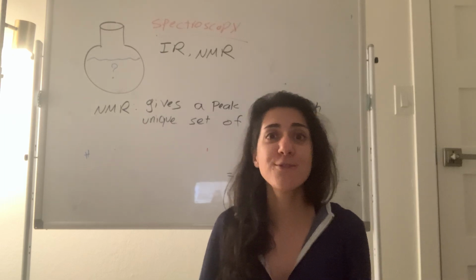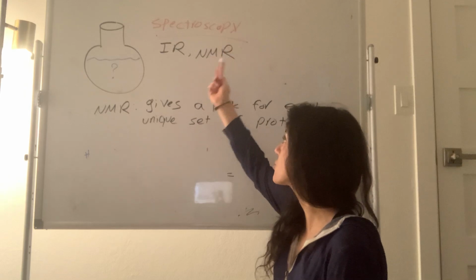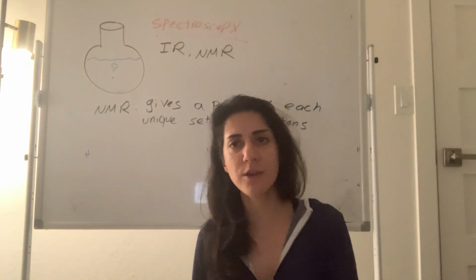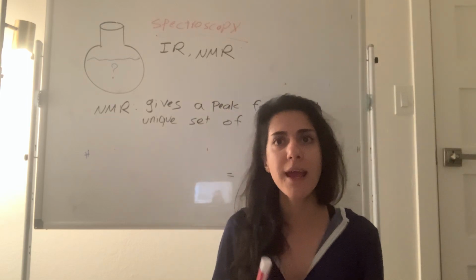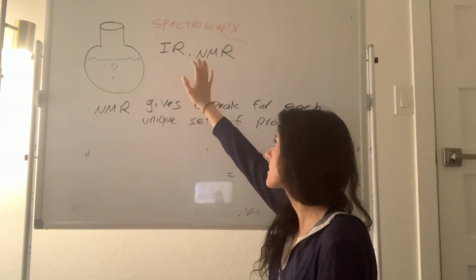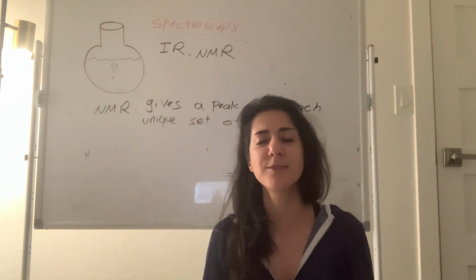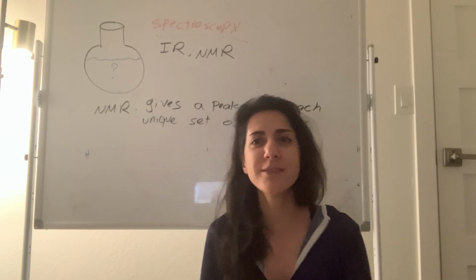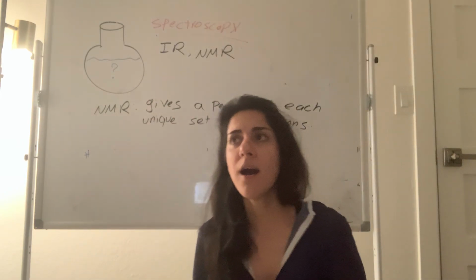To figure out what is inside your flask, you can use spectroscopy. The two spectroscopy techniques we're going to go over in the next few weeks are IR and NMR. Again, I want to talk about this for the next few weeks. What is IR, what is NMR? But right now, all I want you to know is that spectroscopy is going to help us figure out what we have in the flask.